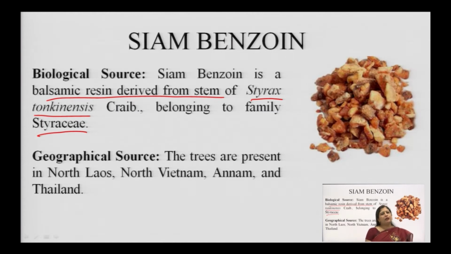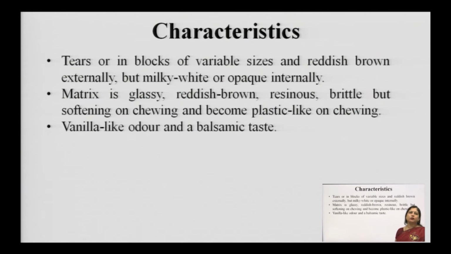And the geographical sources here, there it was basically the islands in Indonesia like Sumatra, Java, etc. And here these are the Southeast Asian countries, just besides India we have Thailand, Vietnam, North Vietnam, Annam and North Laos. So, these countries are just besides Burma, you know that we have Thailand, North Laos, North Vietnam and Annam. There we have the production of the Siam benzoin.